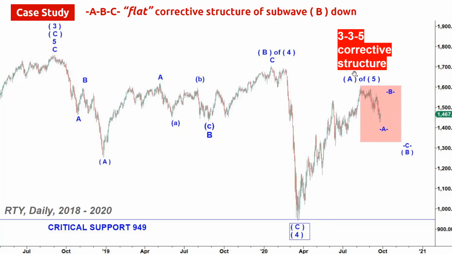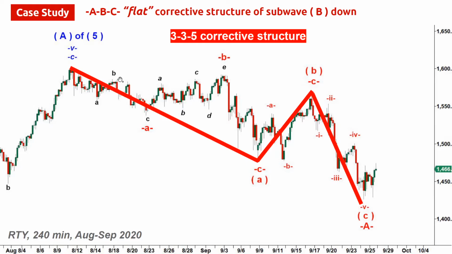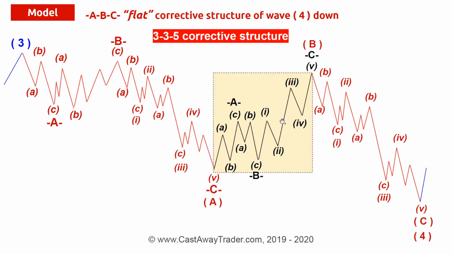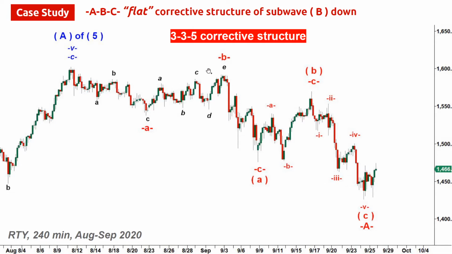And now let's zoom in and we will see the very same fractal. First of all, if we look at the distance, we get the same A down, B up, and C down. But there is a beautiful microstructure. You could see A down, B up, C down. This is the first leg A, B, C up. This is B, and impulsive microstructure for wave C down. And this is again the very same fractal: ABC, ABC, 5 down, ABC, ABC, 5 down.